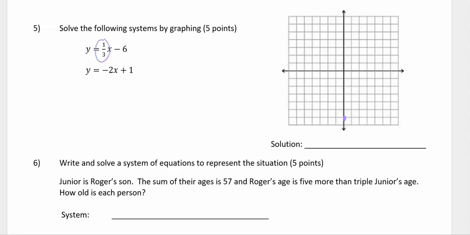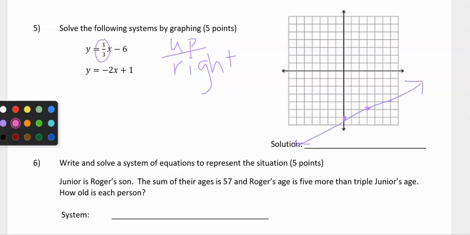And then I'm going to count my slope of 1/3. That's up, and the bottom number is right. So you're going to go up 1, right 3. I would keep counting it. I feel like the more points you have, the easier it is to see the answer. Up 1, right 3. So there's that line.